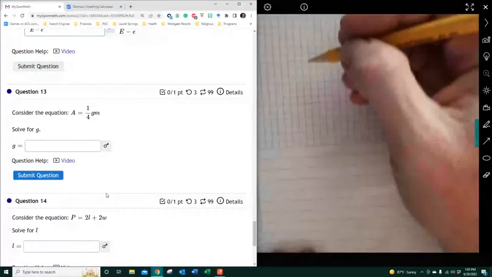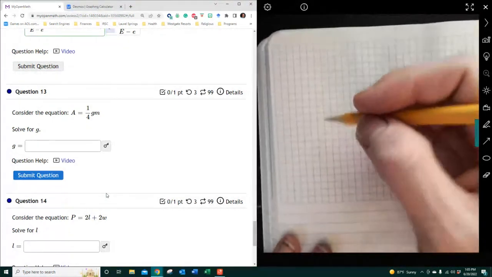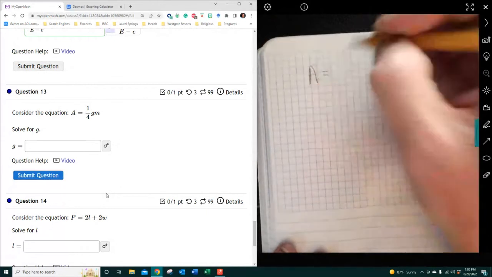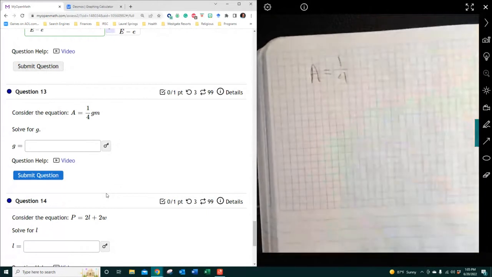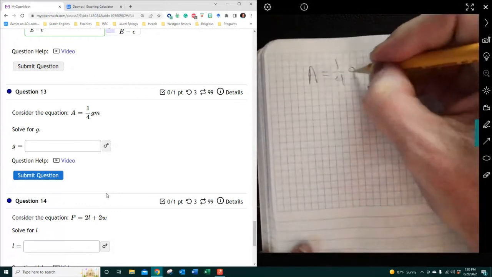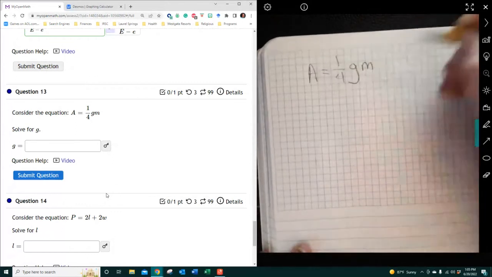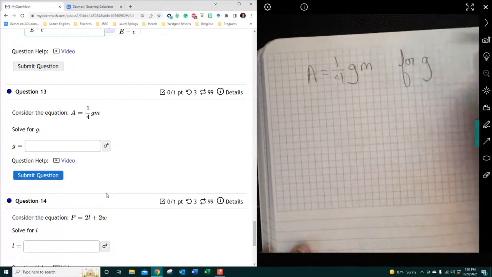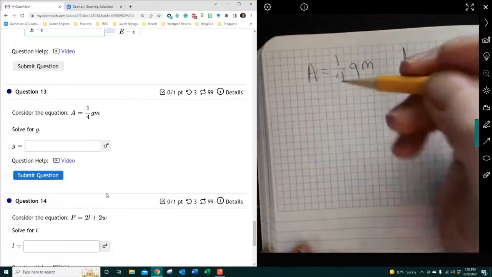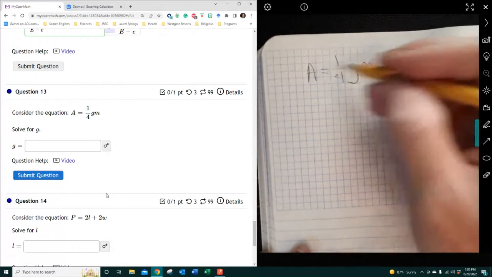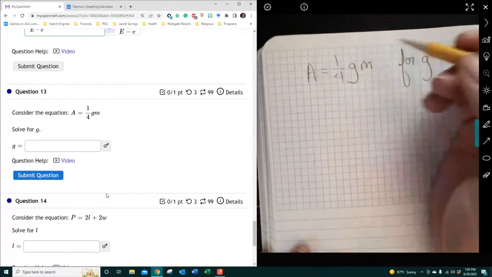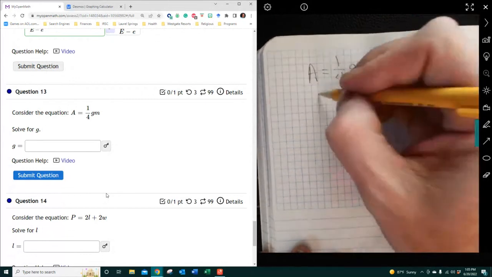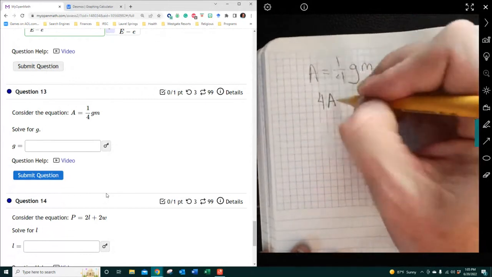All right, I hope you're learning a lot. I hope you're getting some great strategies. So here we are taking A and 1/4 of GM, and we're solving for G. Now this one, in my opinion, is a joke after what we just did on the other one. The other one was way more complicated. Because for G, all we got to do is multiply both sides by 4 and divide both sides by m, and we're done with this. This is not a problem. So here is what we end up with.